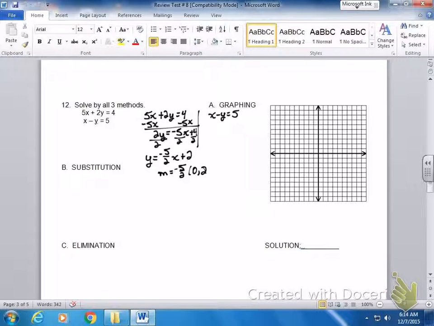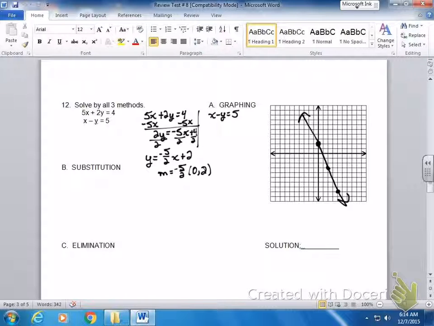So I'm going to go ahead and plot those real quick and see what my line looks like. We start at 0, positive 2, so I go 0 up 2. There's my first point. And then my slope is negative 5 over 2, so down 5, right 2. 1, 2, 3, 4, 5, 1, 2. There's another point. So we got a few points here. Let's connect them together with our line. Now that we have our first one done, let's go back over to the second.